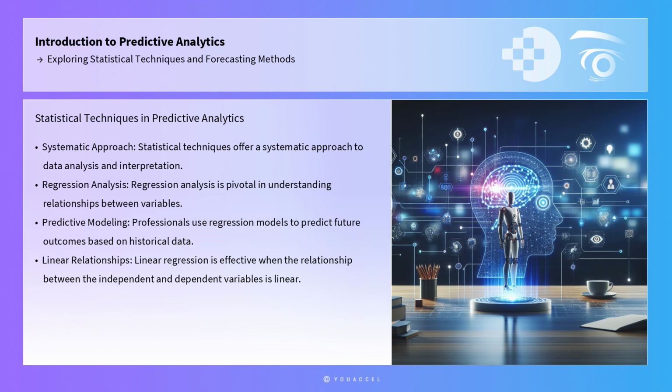Statistical techniques form the bedrock of predictive analytics, offering a systematic approach to data analysis and interpretation. Regression analysis, a fundamental statistical technique, is pivotal in understanding relationships between variables. By applying regression models, professionals can predict future outcomes based on historical data. For instance, a supply chain analyst could use linear regression to forecast future sales based on past sales figures and market conditions. This method is particularly effective when the relationship between the independent and dependent variables is linear.